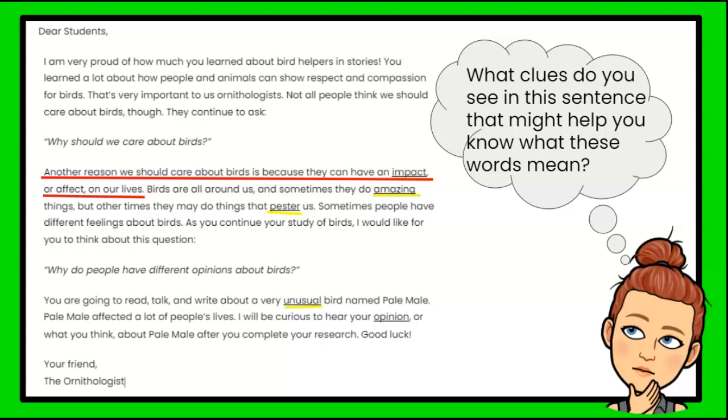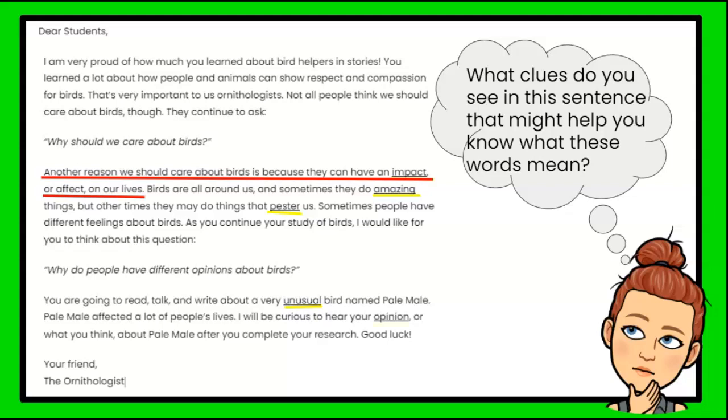What's the base word you see in unusual? Right, if we take off the un, we have usual, and usual means normal or common. The word un that was at the beginning means not. So if pale male is not usual, he is not common or ordinary, he's special. And I can't wait to learn about pale male.